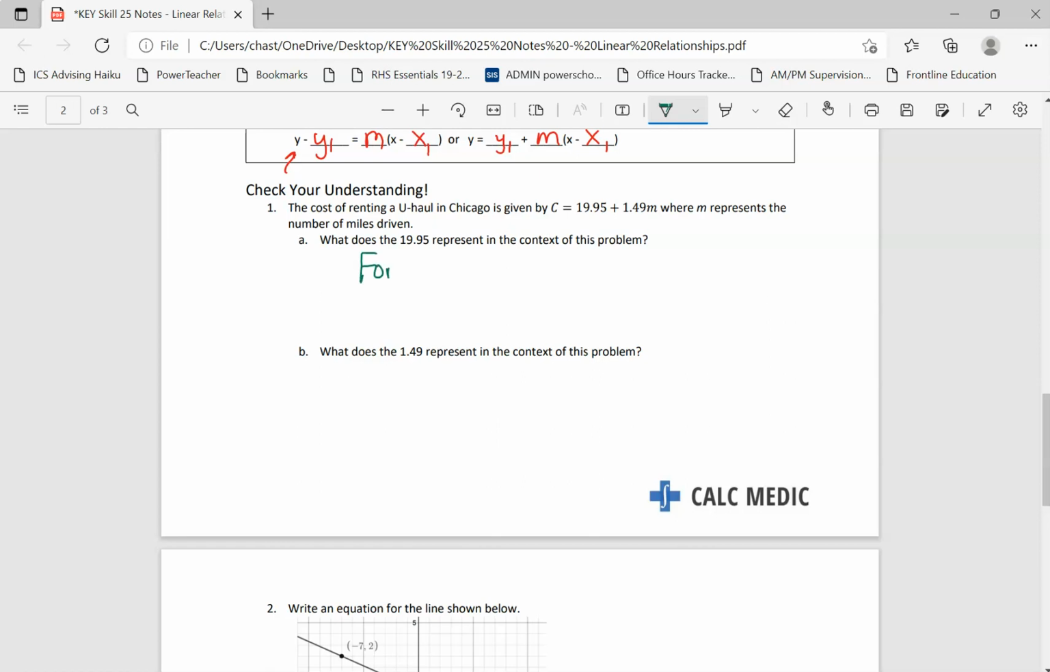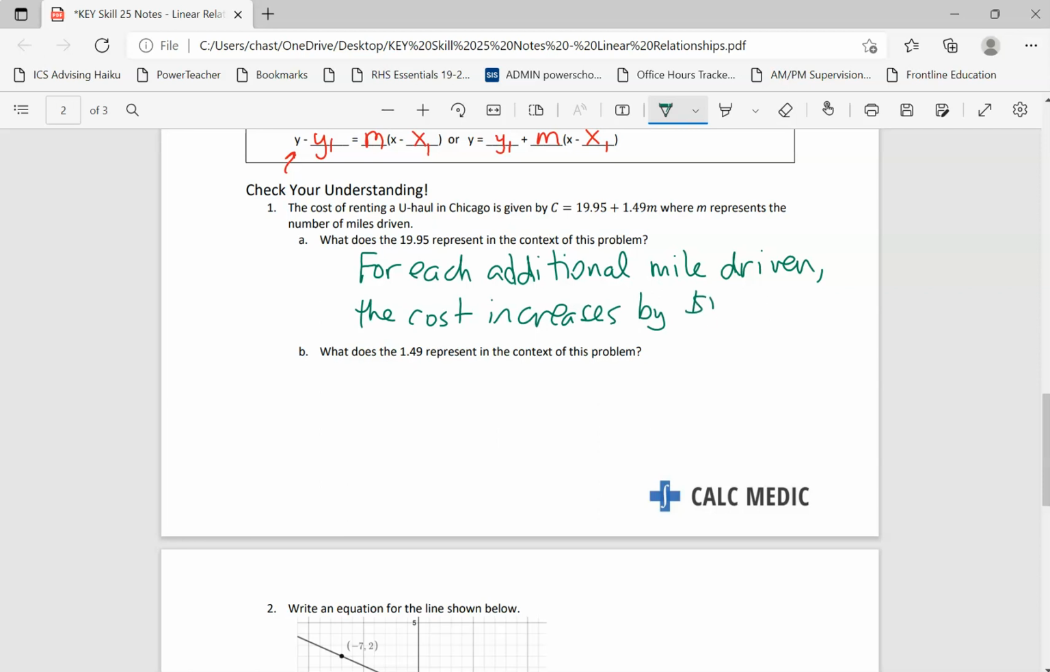You would say for each additional mile driven, the cost increases by $1.49. Okay?